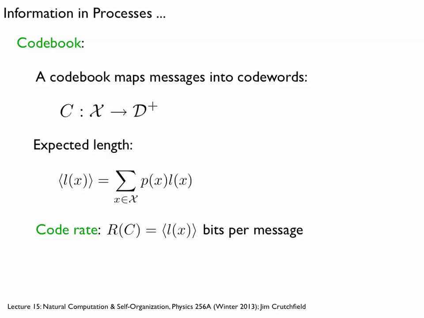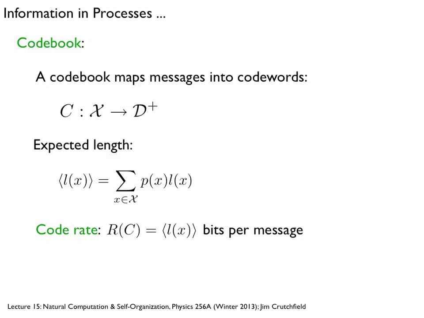So the result is some mapping from messages to code words. That's the code book. It's just a lookup table between messages, A, B, C, D, or words, or alpha, beta, gamma, into some set of binary words, if you want to think about the simple case.